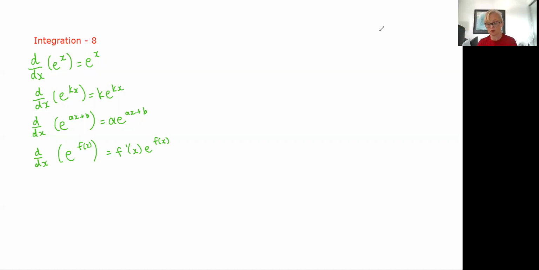One of the very special features of e is the fact that the derivative of e to the x is e to the x. That kind of also makes integrating it nice and easy as well, funnily enough. So if the derivative of e to the x is e to the x, it makes sense that the integral of e to the x will be e to the x plus our constant term.